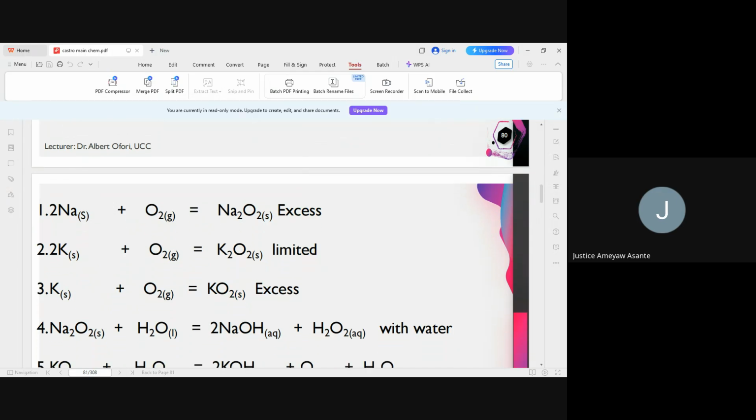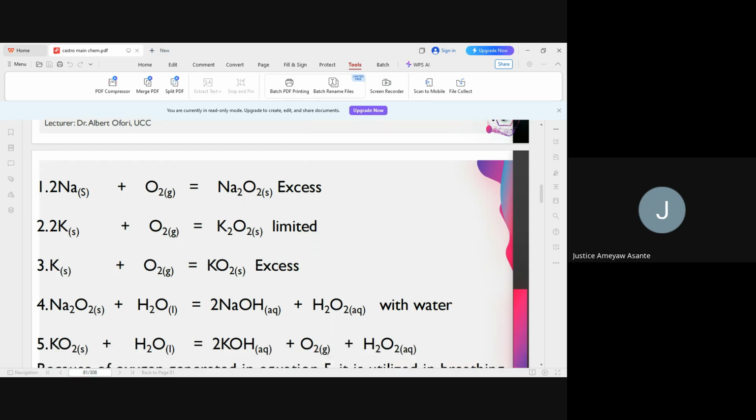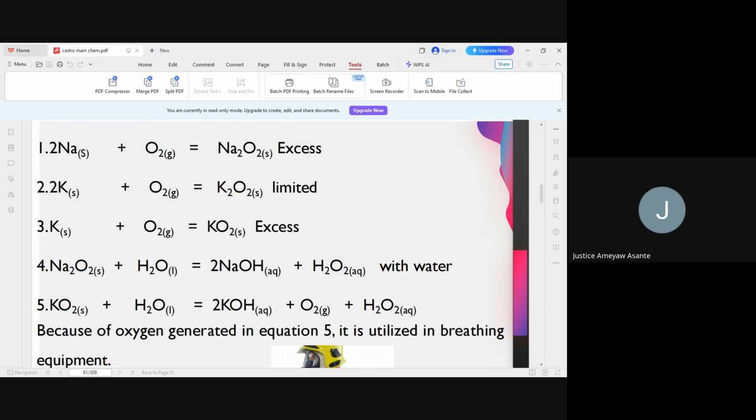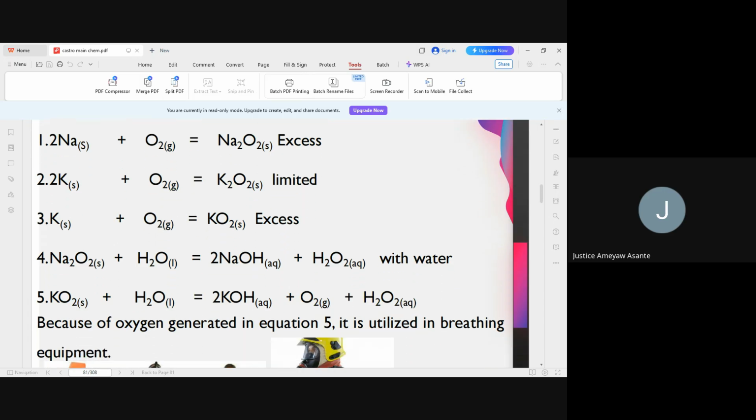So these are examples. Now, what do you see? Sodium metal reacting with oxygen, oxygen in excess, so we have peroxide. Potassium with oxygen, oxygen is limited, we shall form peroxide. When oxygen is in excess, this one will give you potassium superoxide.